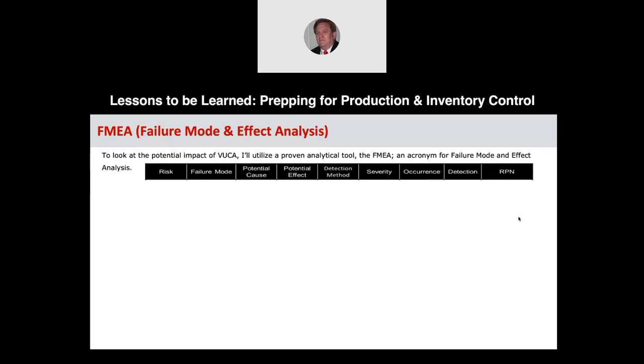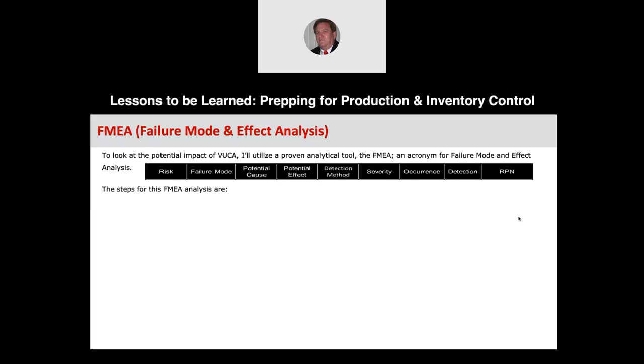This is a somewhat abbreviated FMEA, but these are the key things that you look at. Looking at the risk: what's going to be the failure mode of that risk? What are the potential causes? The potential effect? How can you detect it? The severity, the occurrence, and again, the detection. And then we'll calculate an RPN, the risk priority number, and we'll cover that.